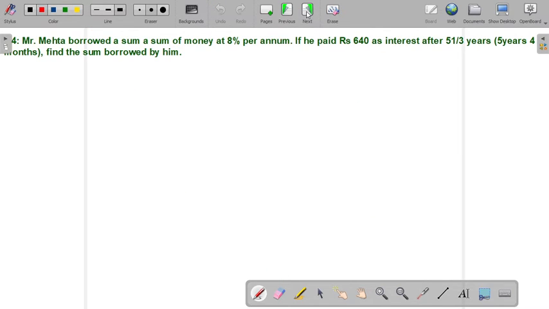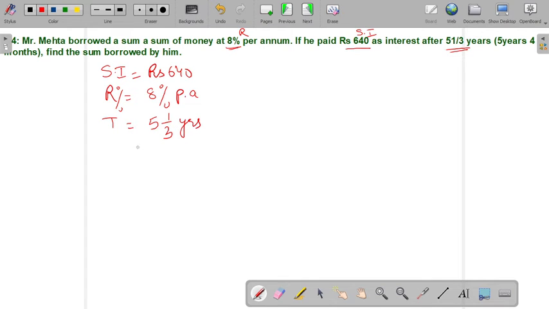Now question number 4. Question 4 is, Mr. Mehta borrowed a sum of money at 8% per annum. So this is rate. If he paid 640 as interest, so this is simple interest, after 5.5 years, 5 1 by 3 years, find the sum borrowed by him. So again we will be finding out the principal here. So simple interest is given 640, rate percent is given 8% per annum, and time is given 5 1 by 3 years. So this will be 16 by 3 years.